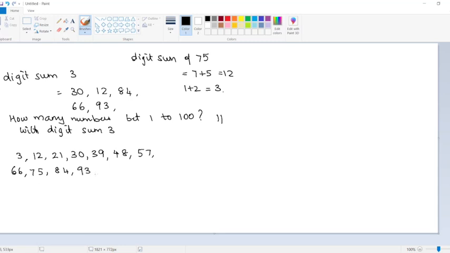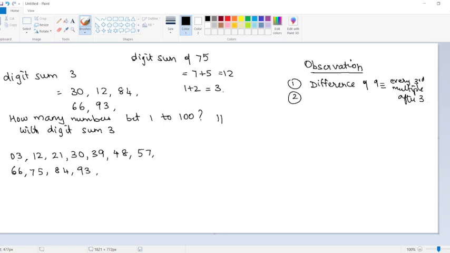3 means every number differs by 9. As she said, every third multiple of 3. Okay. So is there any other pattern that you see among these numbers? That you are reducing one digit and increasing the next digit by 1. Right. Okay. So the tens digit increases by 1.